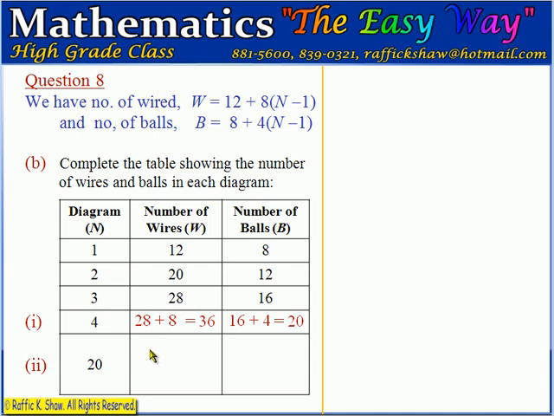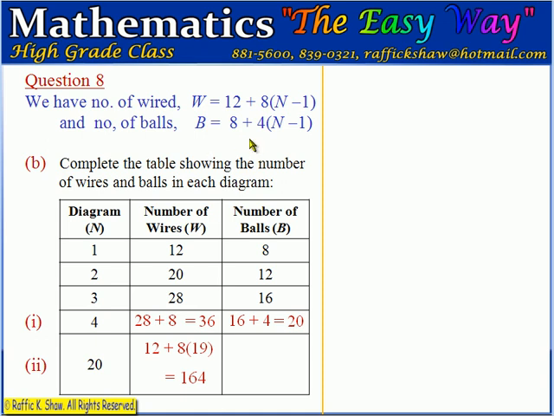Now to calculate the number of wires and the number of balls in the 20th diagram, we can use a formula that we have for the number of wires and the number of balls in the nth diagram. And so here we just need to substitute a value of 20 in these two formulae. And so the number of wires will be equal to 12 plus 8 times 19. That's 20 minus 1 is 19. When we do that calculation, the result is 164.